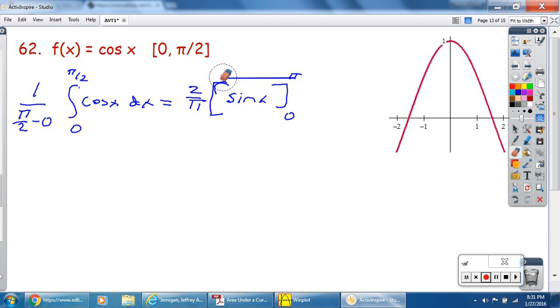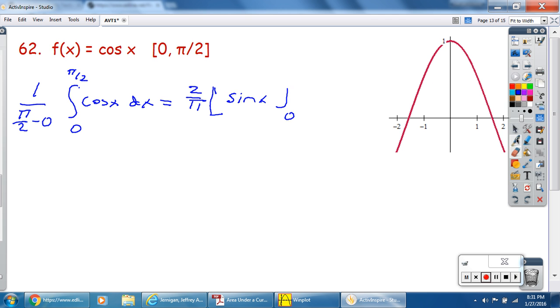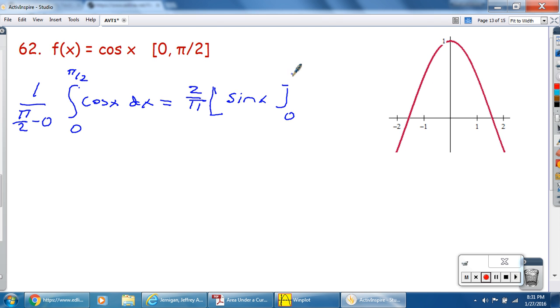Remember, when you're finding the antiderivative of a trig function, from 0 to pi over 2. The trick, when you find the antiderivative of cosine, I got sine, so I'm going to take the derivative of sine and get cosine to make sure I did that correctly. So that's 2 over pi sine of pi over 2.